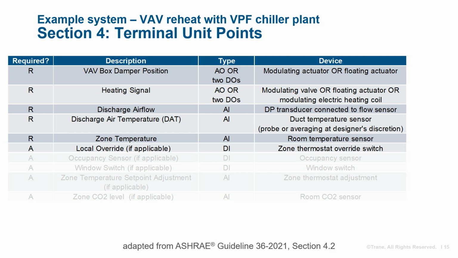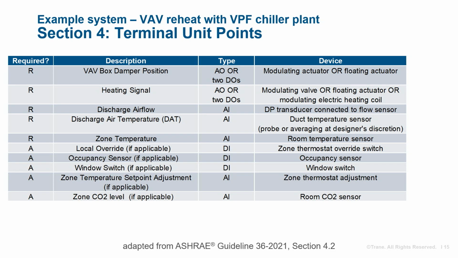The next column is the description of the point. These might be temperatures, damper positions, or airflows. Included also are control signals that turn equipment on or off, control pump or fan speed, or signals from devices in the zones. The next column, type, denotes whether the signal is digital or analog and whether it's an input or an output, always with respect to the controller. The last column provides guidance around recommended device types. Points that are application specific near the bottom of this table are denoted with an A in the first column. We don't have any optional points for this terminal type.